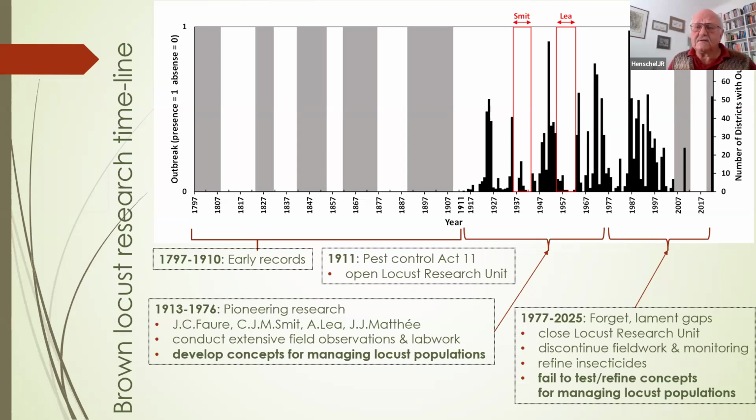And then in 1977, we suddenly backtracked. We being in South Africa, the research and management of locusts discontinued field observations, refined the insecticides, and tested things like remote sensing and so on. However, none of these studies refined the concepts for managing locust populations as developed in the first half of the century.